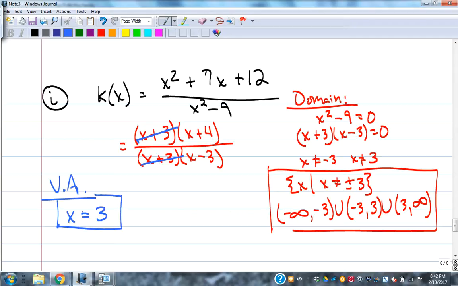So here's one of those weird ones where the domain doesn't match the vertical asymptotes perfectly. We hadn't seen one of those yet. That's why I changed the example I had. I wanted to. That was on my mind.